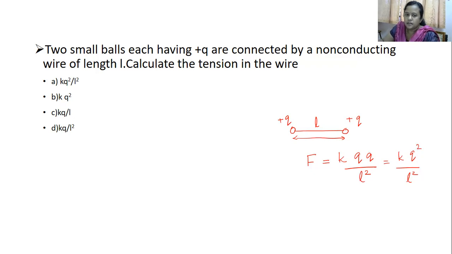This is the force existing between the two balls, and that is equal to the tension of the wire. So we can say that the tension T is equal to this F. Therefore, the tension of the wire T is equal to K Q square by L square. So the answer is option A.